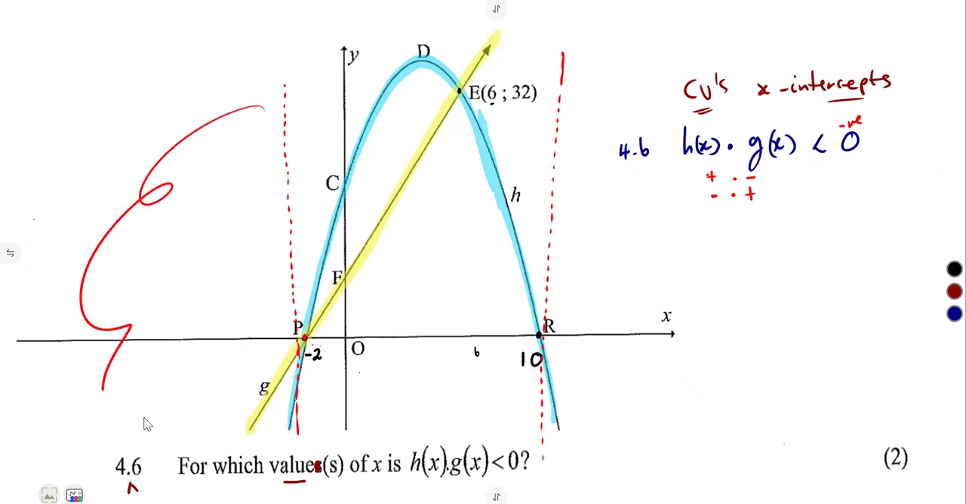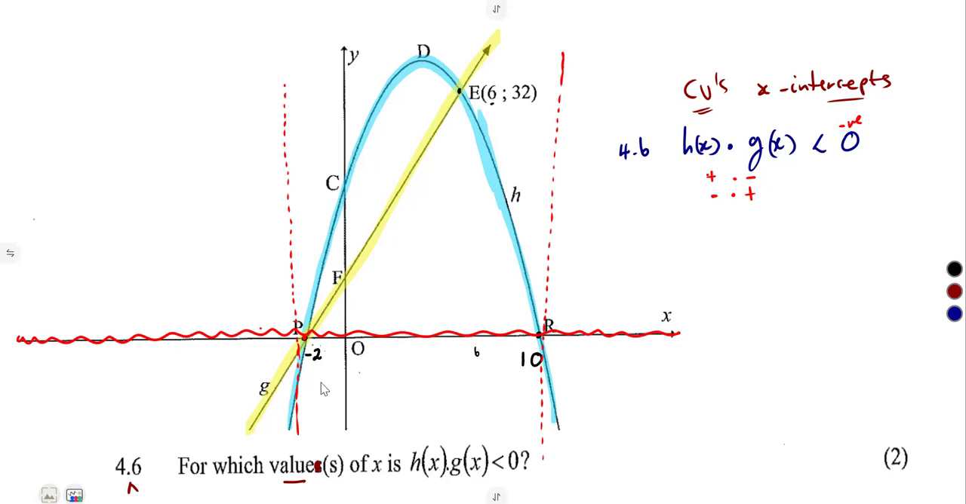From -2, there's a region here on the left side of -2. What is happening? We can see that our H is in the negative region below the x-axis. Remember, our comparison, guys, is always to the x-axis. It is below the x-axis. That's a negative. Even our G is below the x-axis. That's a negative. Both are negative, so you cannot get a negative. So this region fails.